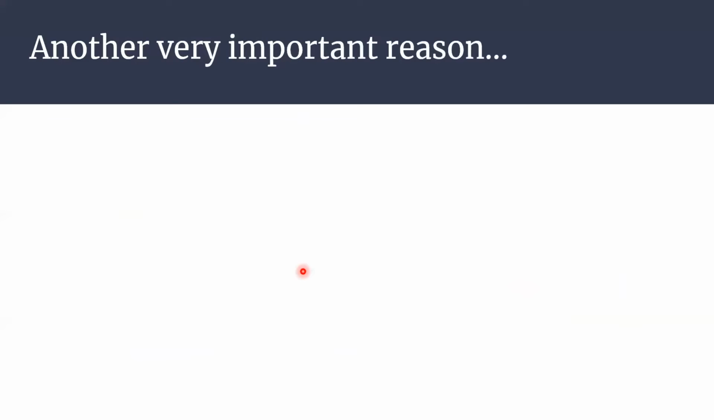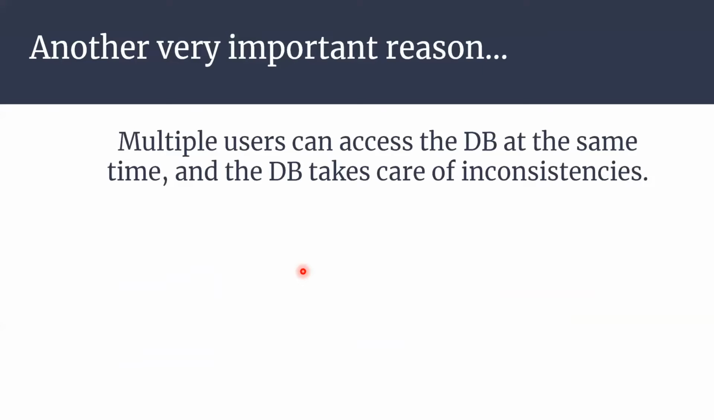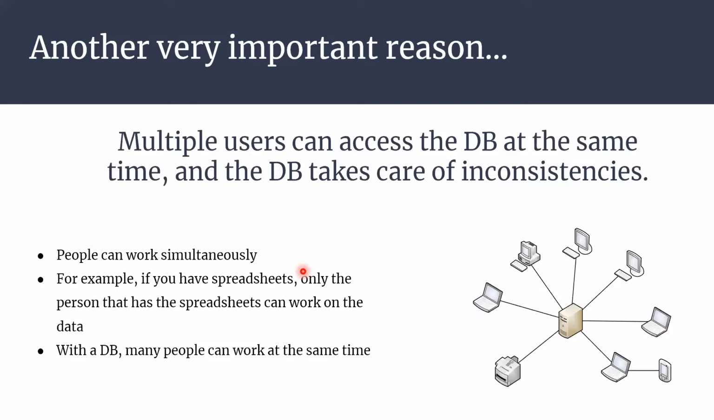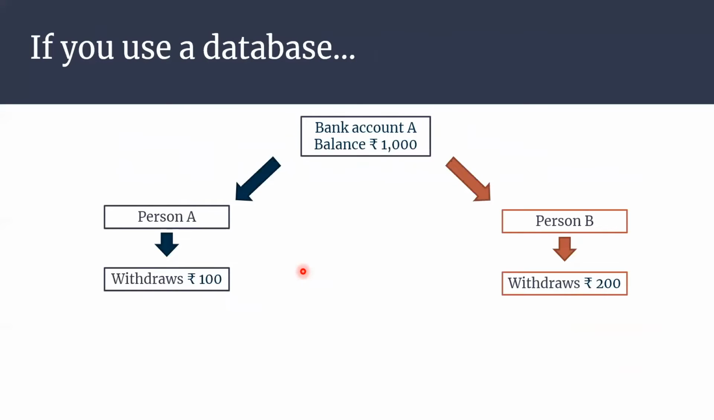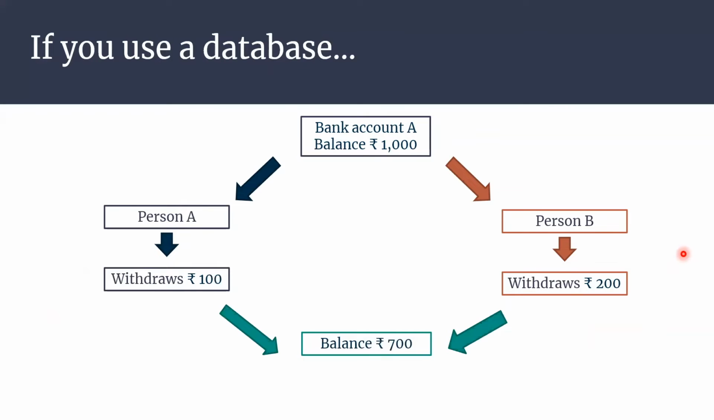A database takes care of this problem because it allows multiple people to access it, and it makes sure that the data correctly reflects whatever changes are made, regardless of who makes them or where they're made or when they're made. So it makes sure that the data that is stored correctly reflects all the changes that have been made to it. If we go back to the bank account example, right? If we're using a database to store the bank balance, then after both person A and person B withdraw money, they'll see their balance go down to 700 rupees, which is correct, which is what we want.